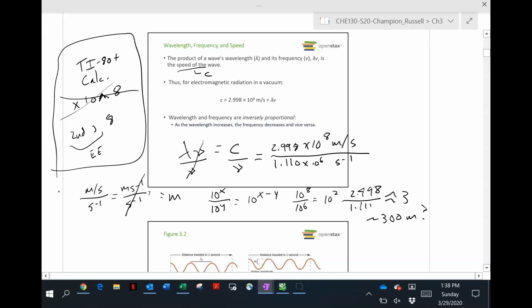So I'm saying 2.998 second, comma, 8 divided by 1.110 second, comma, 6, and I get basically 270 meters, which is what we thought about. Our estimate was 300, we got 270, so we feel pretty good about that answer. 270 meters is pretty far. That's going to be about 3 football fields.